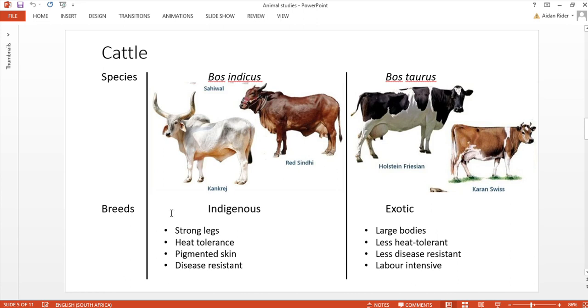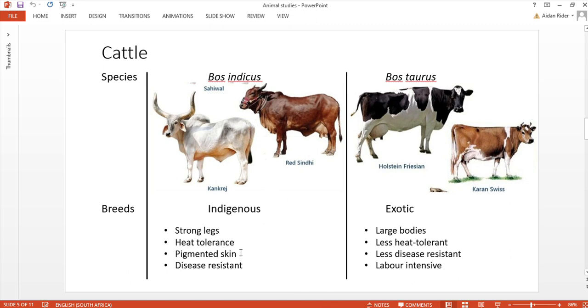Okay, so this breed, the indigenous breeds, what makes them unique? They have very strong legs. You can see here very tall and very strong legs. They can carry a lot of weight. They are very heat tolerant, meaning they can live in hot areas. Think about it. We're in Africa. It's very hot, so they can handle the heat.